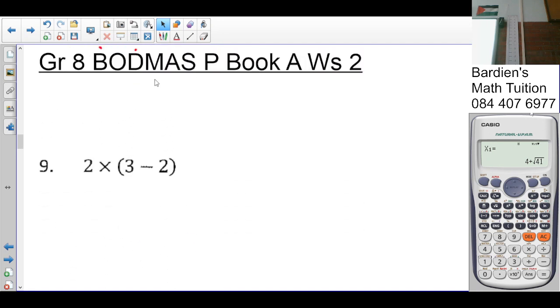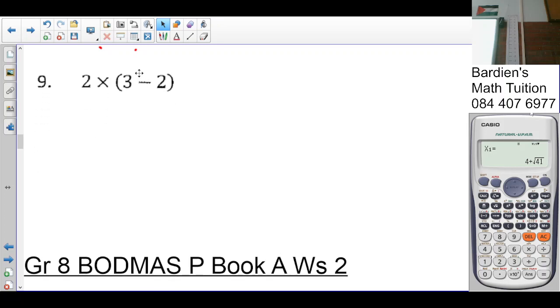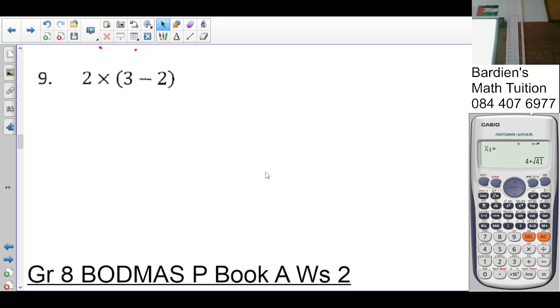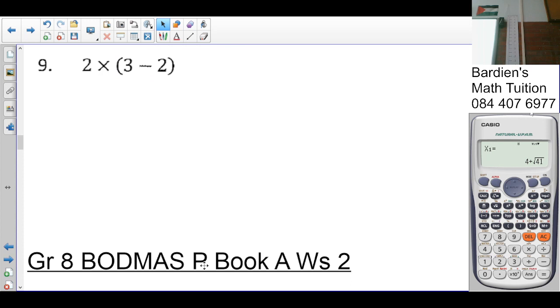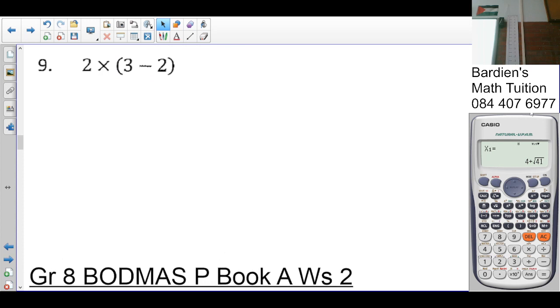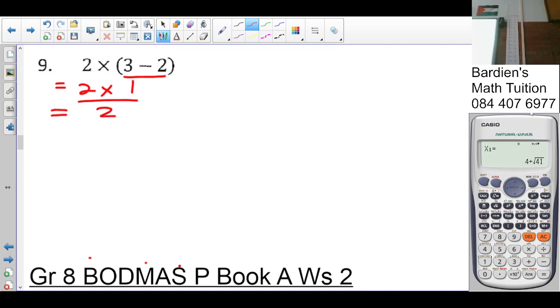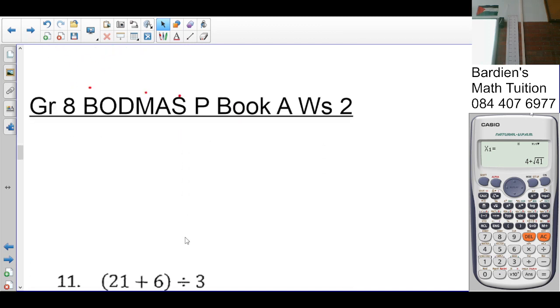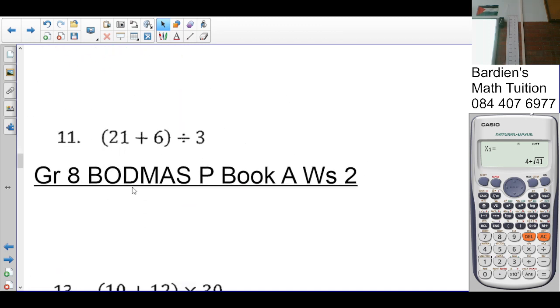Number 9. In the sum here, we have brackets, multiplication and subtraction. Brackets, multiplication and subtraction. So what needs to be done first? The brackets. So it's 2 multiplied by 3 minus 2, 1. 2 multiplied by 1, 2. Alright. Look at number 11.